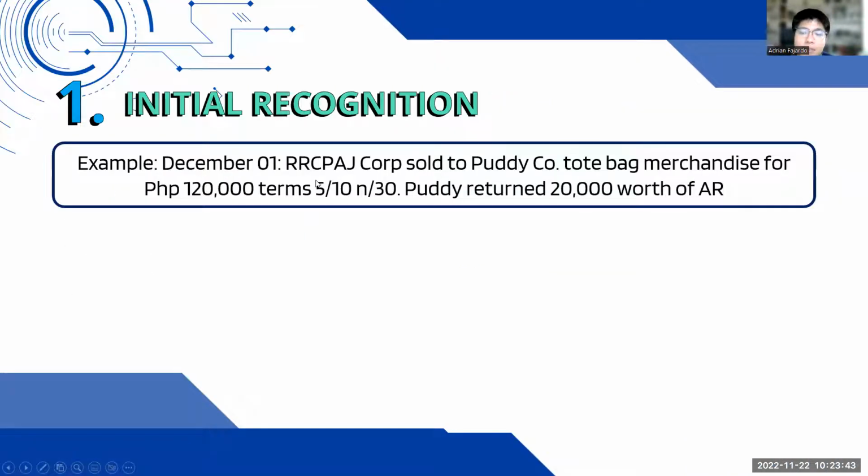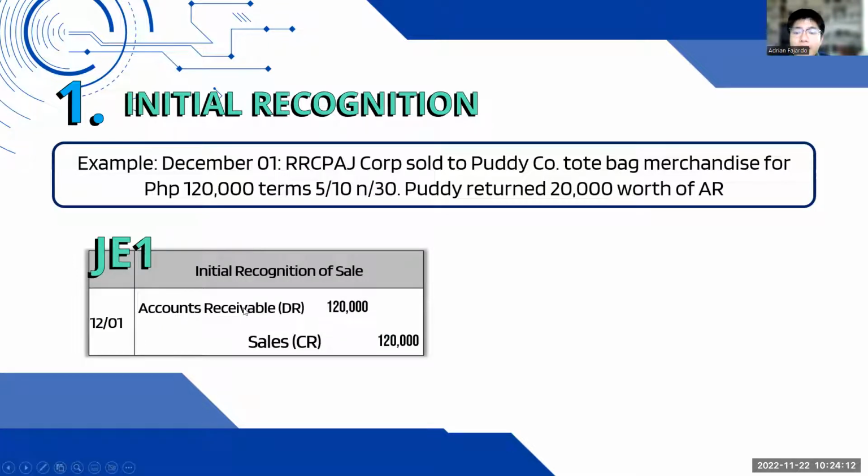So let's look at an example. Let's say that on December 1, RR Fudge Corp sold to Padico tote bag merchandise for 120,000, terms 5, 10, and 30. And then Padico returned 20,000 worth of accounts receivable. So the journal entry for this, I think everyone should be familiar, would be debit AR of 120,000, credit sales revenue of 120,000.